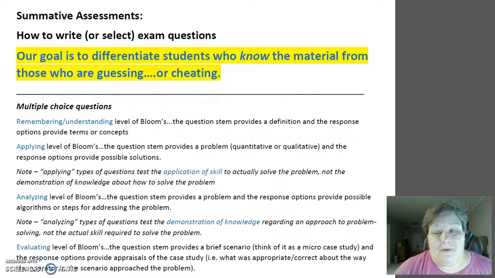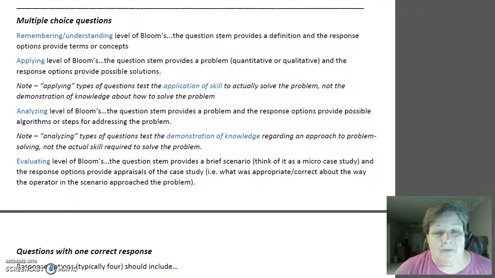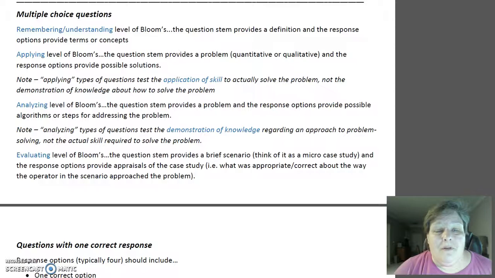First, looking at multiple choice questions, it's important to realize that you can write question stems that address the different levels of Bloom's taxonomy. It all depends on how you word the questions and what kind of response options you provide. So remember this, that you can go all the way up to the evaluating level. Now, since the creating level of Bloom's taxonomy is the very highest level, they're not actually creating anything when they're answering a multiple choice question.